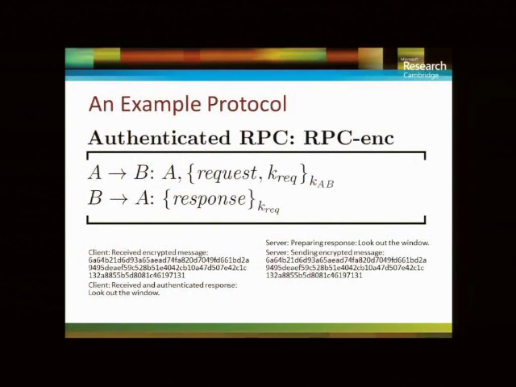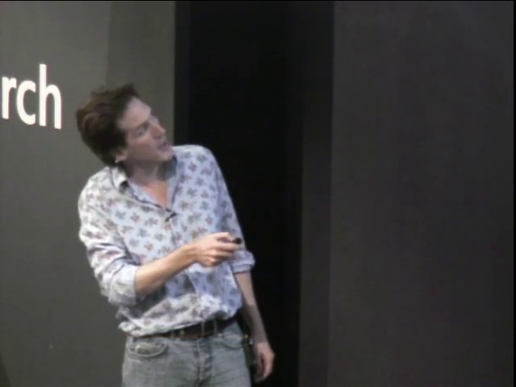If you actually write it on the whiteboard, and this is much more readable, you would write this sort of thing. So A sends to B his identity together with the request encrypted under their shared key and the session key, and then B sends back the response encrypted under the session key. So these are the kind of descriptions you write on the whiteboard, but it's hard to analyze these directly.